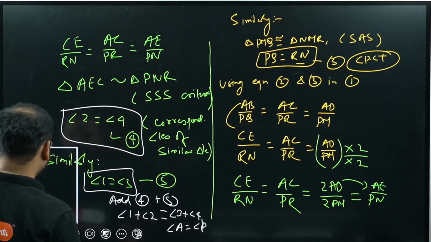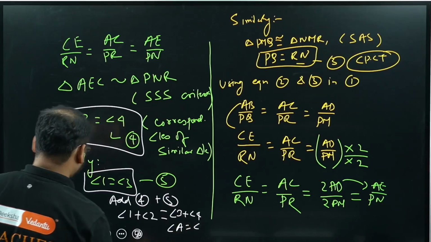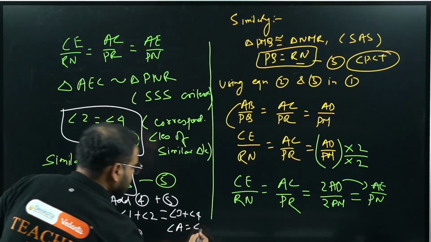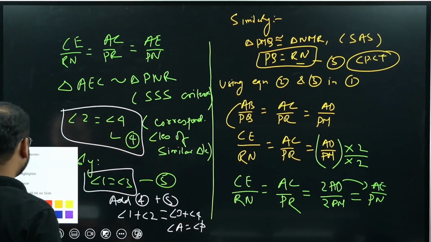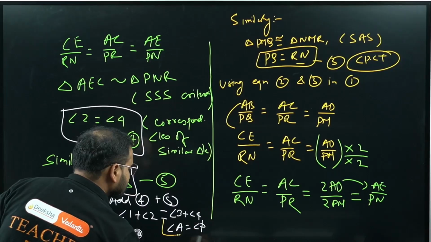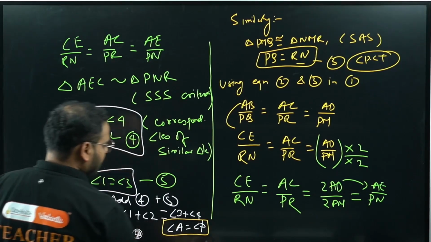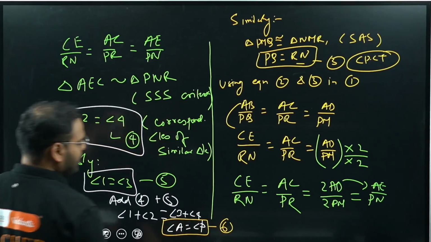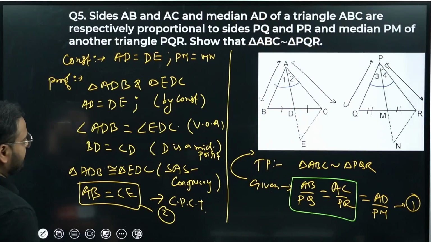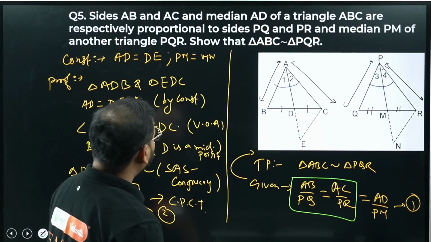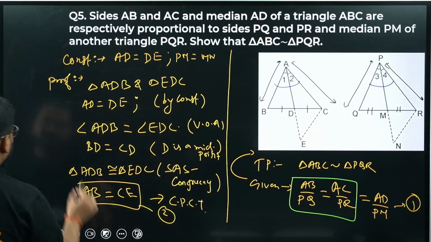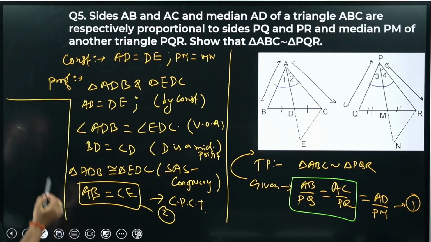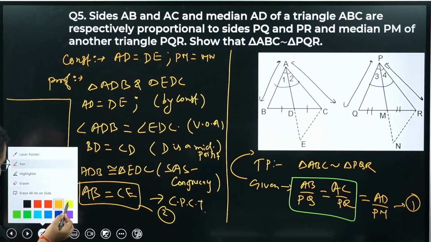Okay, one second, sir. Angle P, let me put it in a box and write this as equation number 6. Angle A equals angle P. Where can I write this? I can write it over here, the final answer. I don't have enough space. Just give me one second.